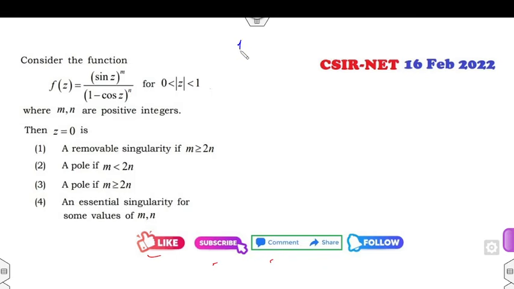Okay, there are two methods to solve. First method, by the definition, z equal to 0. I can choose the values of m and n. Firstly, I can choose m is 1, n is 1. Which case will satisfy? In this case, 1 is less than 2. 1 is greater than 2, not. So that's a pole. We will see what is f(z).